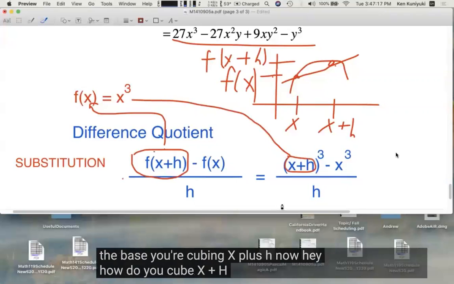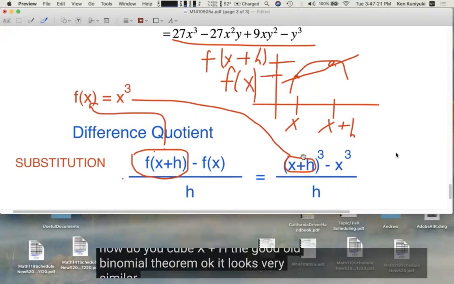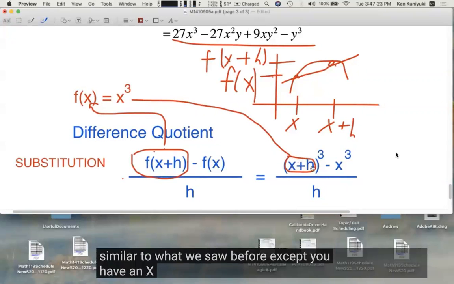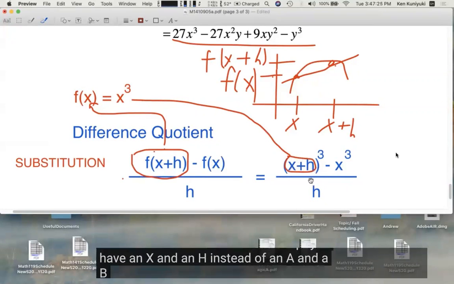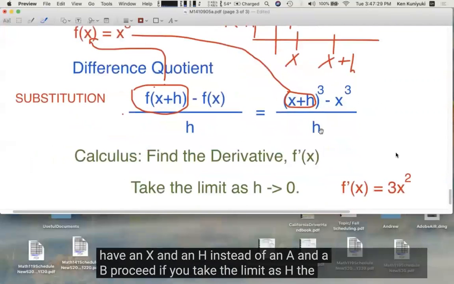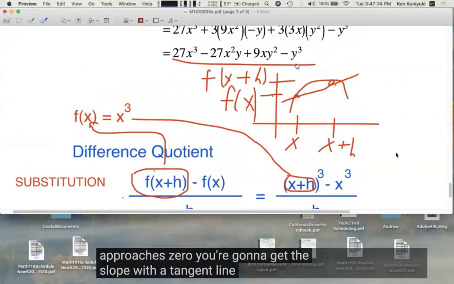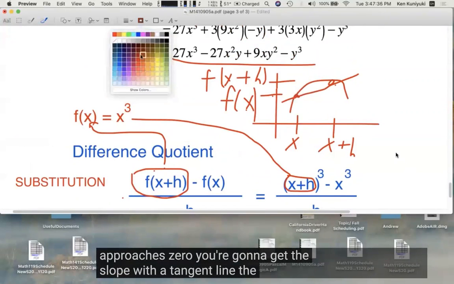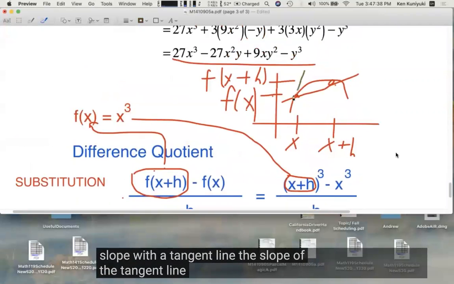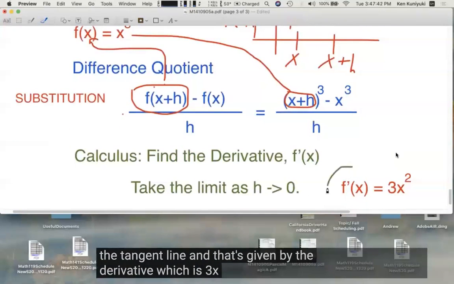Hey, how do you cube x plus h? The good old binomial theorem. Okay, it looks very similar to what we saw before, except you have an x and an h instead of an a and a b. Proceed. If you take the limit as h, the bottom, approaches 0, as the run approaches 0, you're going to get the slope of the tangent line, and that's given by the derivative, which is 3x squared.